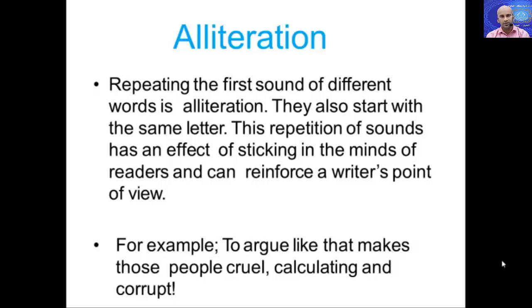What is the use of alliteration? When you use alliteration in your argument, that sound or music or rhythm captures the attention of the readers, and that will be stuck in the reader's mind, which creates an effect. For example, to argue like that makes those people cruel, calculating, and corrupt. So, the K sound or C letter means the K sound is repeated, which creates an effect.